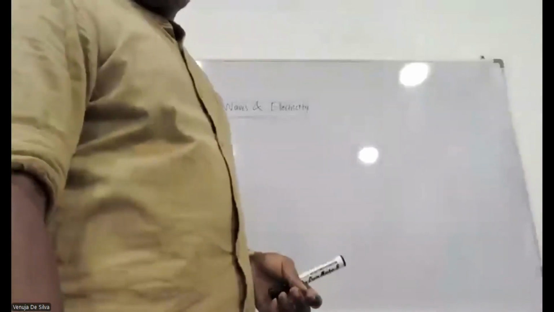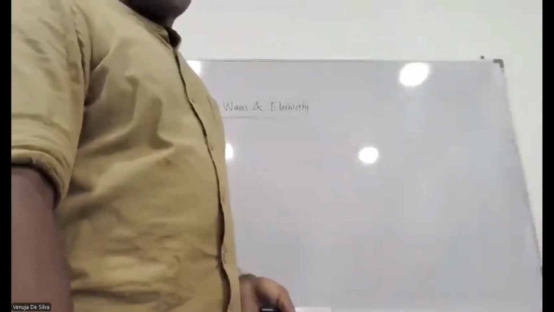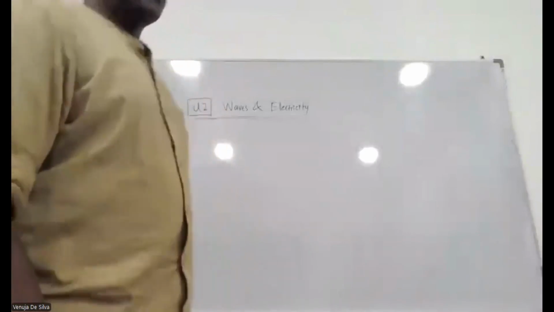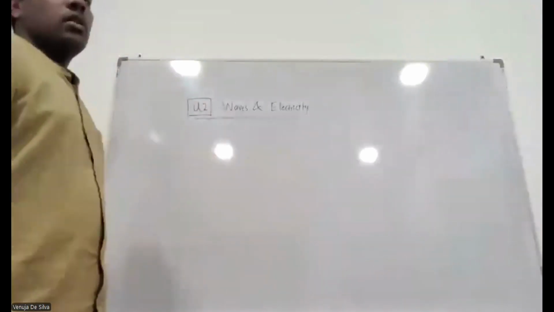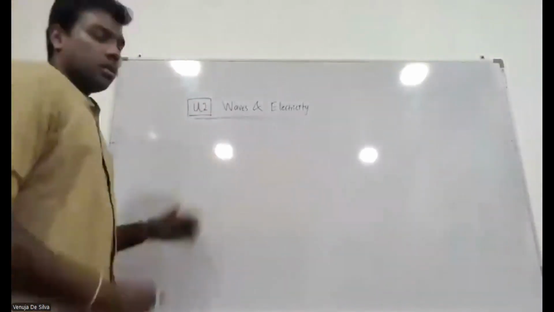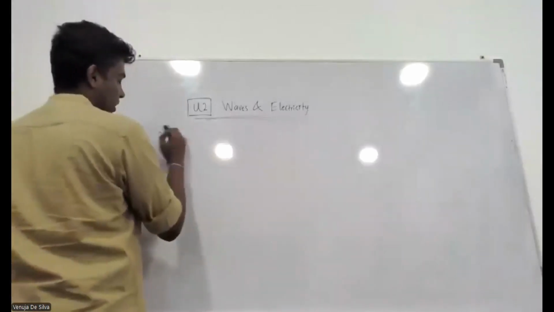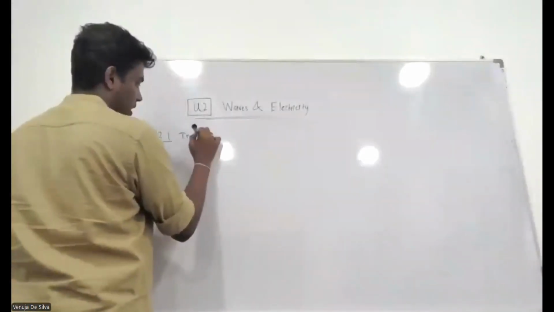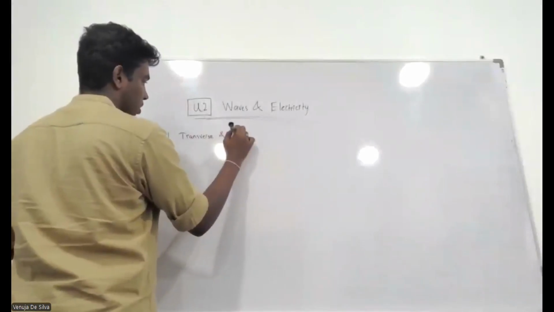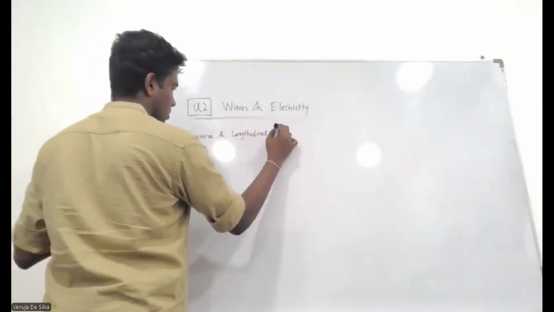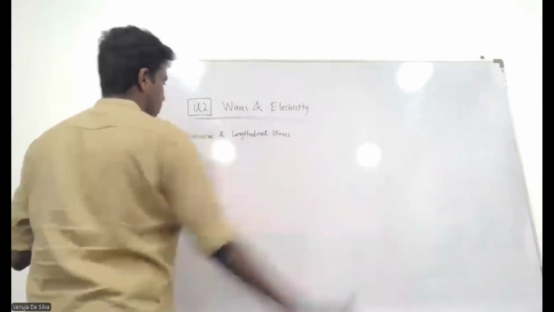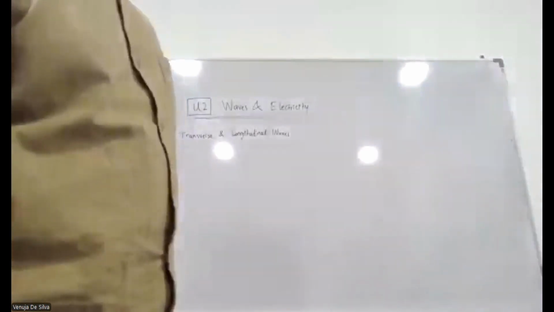The first subtopic under Unit 2 is transverse and longitudinal waves. So initially you should write down Unit 2, waves and electricity. Then 2.1, and write down transverse and longitudinal waves. This is the name of the topic.